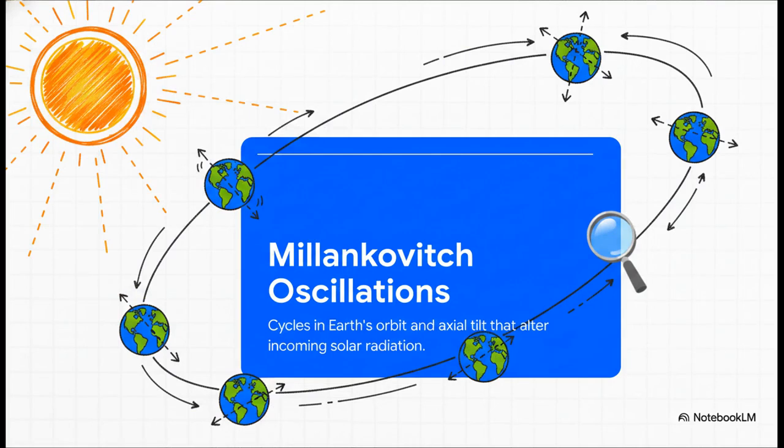Another absolutely wild astronomical trigger is something called Milankovitch oscillations. This isn't about the sun itself changing, but rather Earth's physical relationship to it. Over these massive, agonizingly slow cycles, Earth's orbit around the sun actually changes shape, the planet itself physically wobbles, and its axial tilt shifts. All of this planetary gymnastics fundamentally alters our solar insolation, basically how much incoming solar radiation we get, which heavily impacts the global climate.